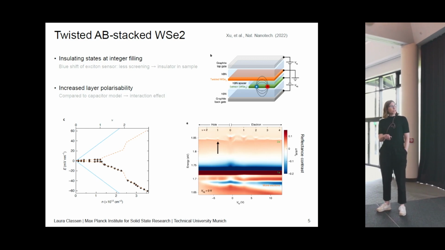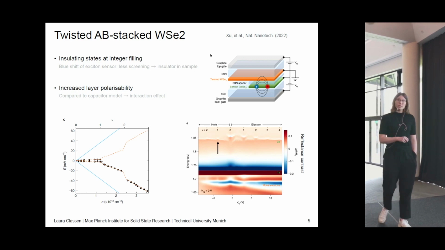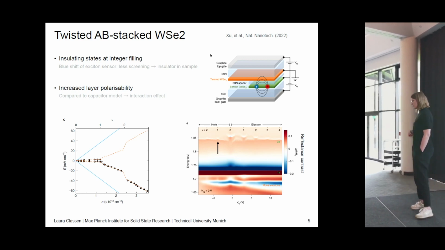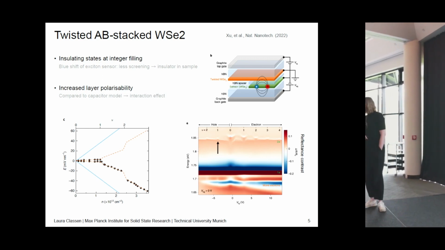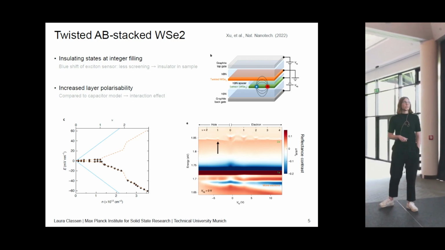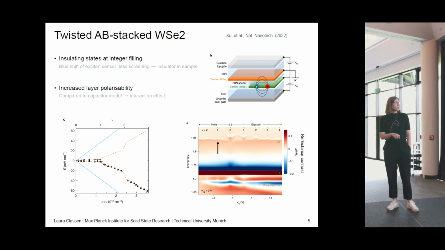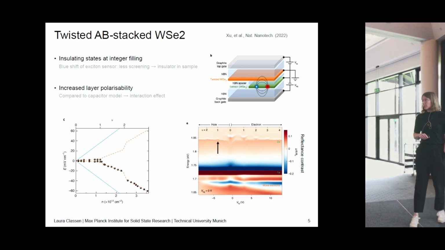And here you see a measurement of the reflectance contrast as function of the filling of our probe layer and the energy. And I want to focus on this 2S resonance, where you see that if we are at integer fillings, there's a blue shift, which points to having less screening, which means that there are interaction effects at integer fillings, so probably insulators occurring in these places. And then on top of that, we can not only vary filling, but the experiment also varied the displacement field, which will change the properties.